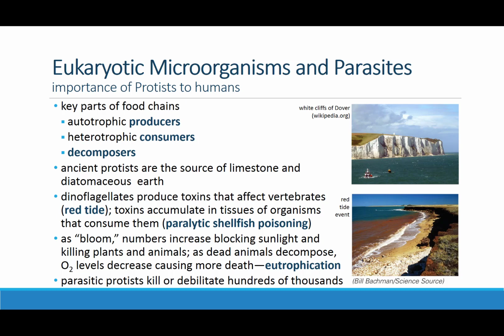From an ecological perspective, they serve a wide variety of roles in the environments. Some of them are autotrophic as producers, so they're out there photosynthesizing, getting energy from the sun and bringing the energy into food webs. Many of them are heterotrophic consumers, so they're out there preying on some of these autotrophic ones or on other consuming protists. And then they act as decomposers in the environment as well, breaking down organic material into smaller particles and reducing the amount of waste that's lying around.